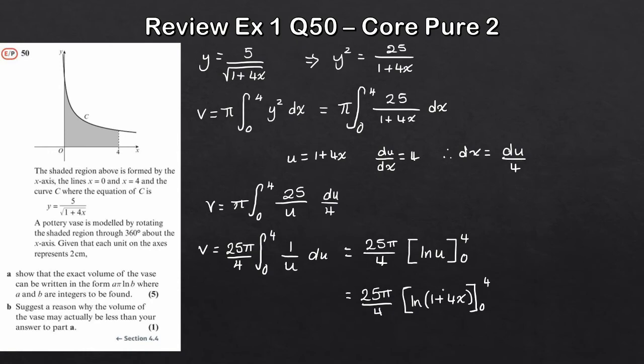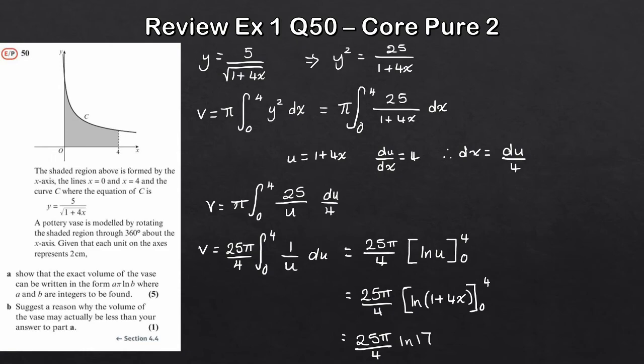Okay, so all I need to do now is plug my limits in. If I put the 0 limit in here, I just get ln of 1, which is 0. So don't worry about the 0 limit here. Just consider the 4, so that's going to be ln of 17. So this is 25 pi over 4 ln 17.